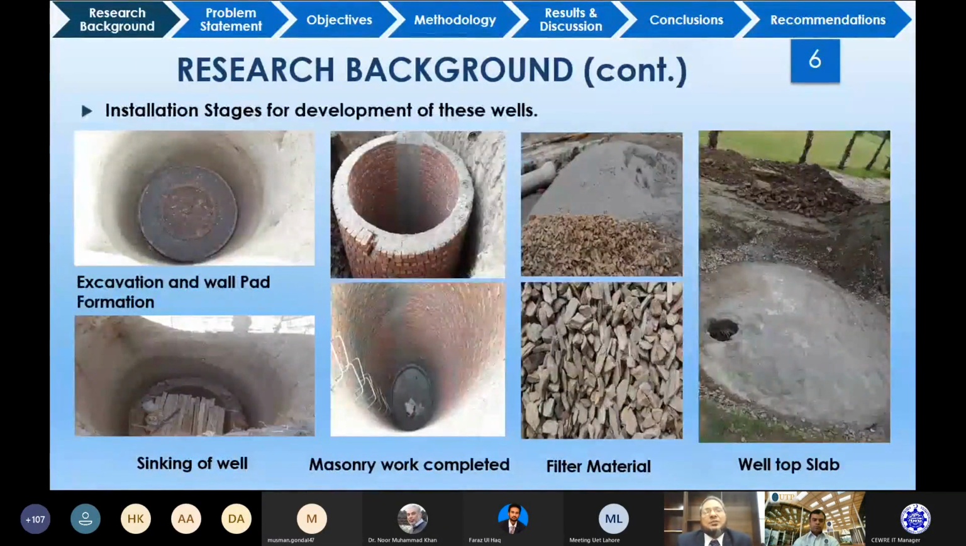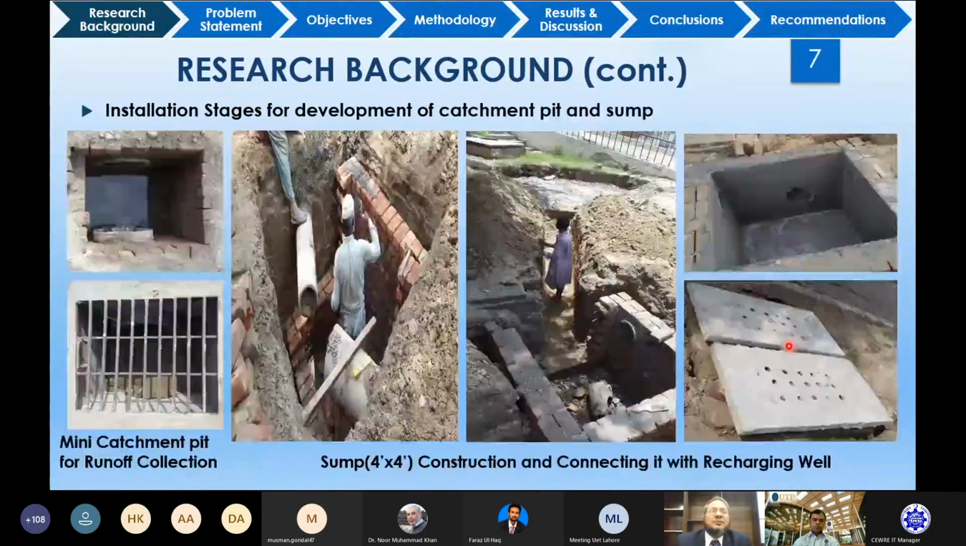This is the construction process of these large diameter recharging wells: the excavation and the well pad formations, and this is the sinking of the well masonry. You can see the masonry wall, and here the masonry work is completed, and this is the filter material which was filled in between, so that the water could seep in lateral directions. And this is the top cover with a hole to monitor inside the recharging well.